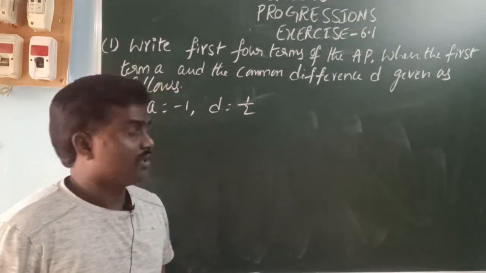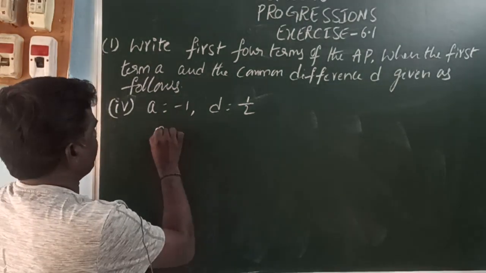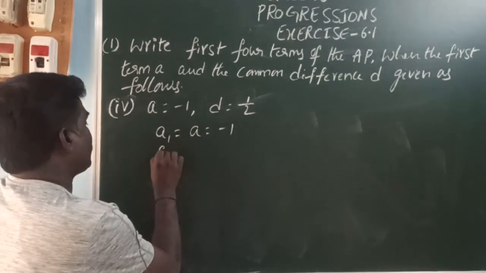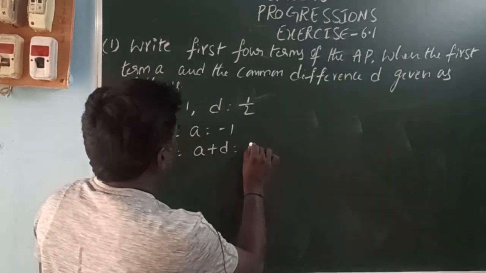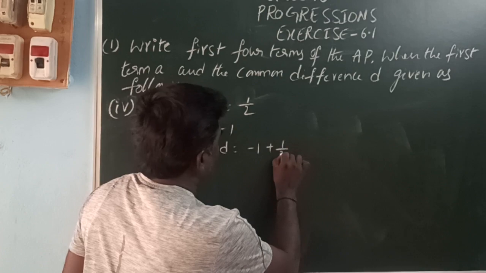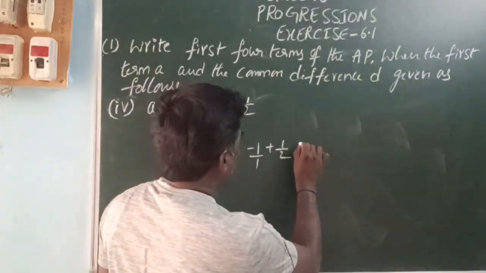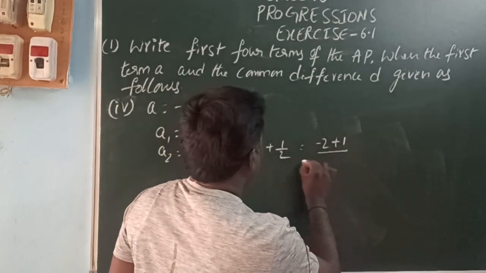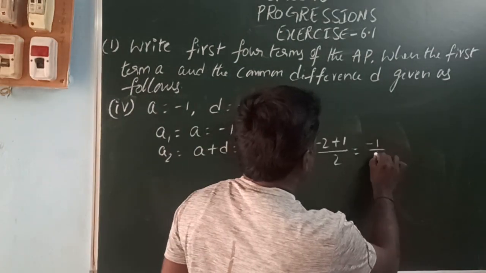Next, a is equal to minus 1, d is equal to 1 by 2. So here a1 is equal to a, which is minus 1. a2 is equal to a plus d. So that is minus 1, and d is how much? 1 by 2. So here 1 we can write as 1 by 1. We can do cross multiplication. Minus 1 into 2 is minus 2, plus 1 into 1, 1 by 2. Minus 2 plus 1 is minus 1 by 2.